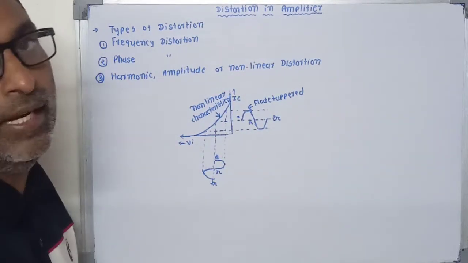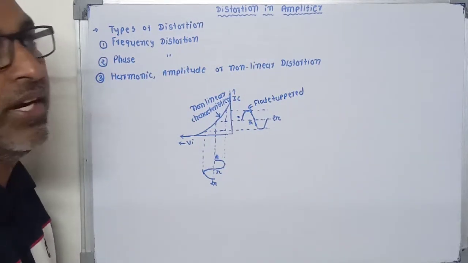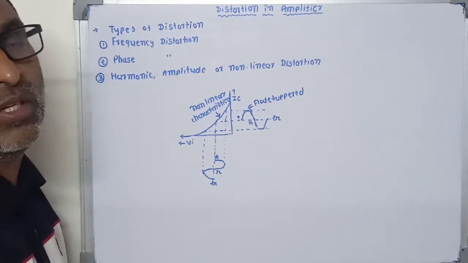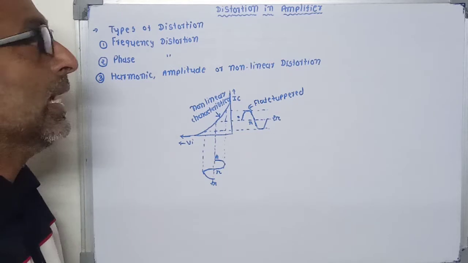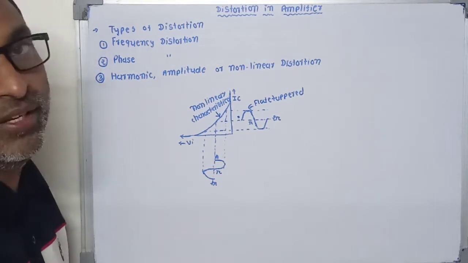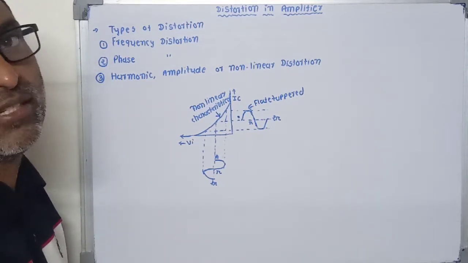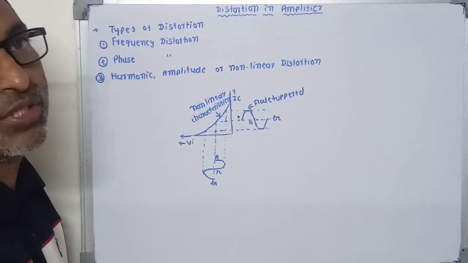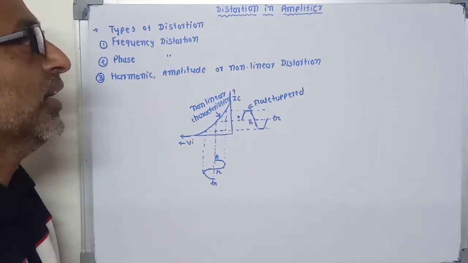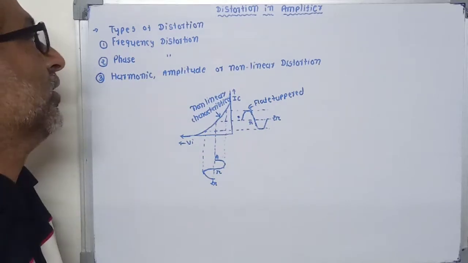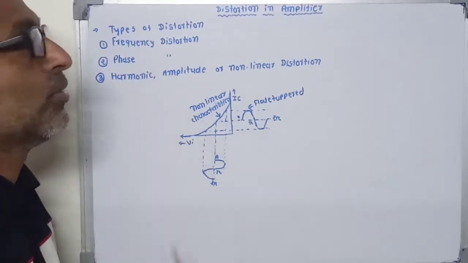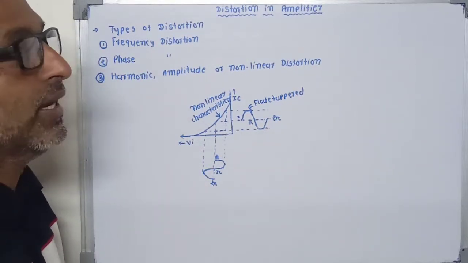Distortion in amplifier. The amplified output signal waveform must be exactly the wave shape of the input signal applied to the amplifier. But undesirable changes in the wave shape of the output signal in the amplifier is known as distortion in the amplifier. So there are different types of distortion that occur in the amplifier.